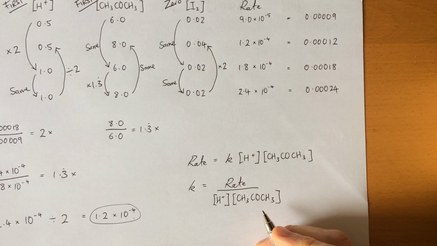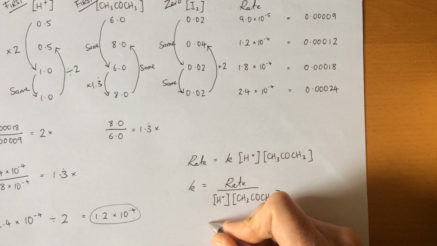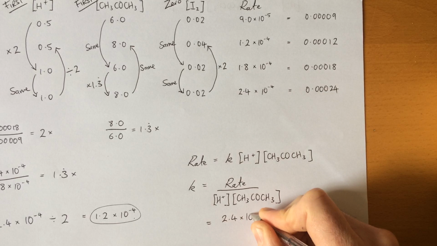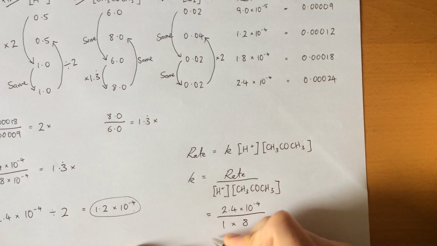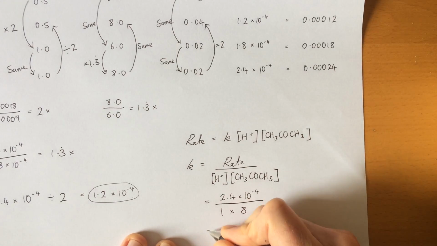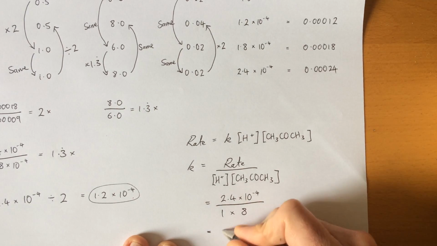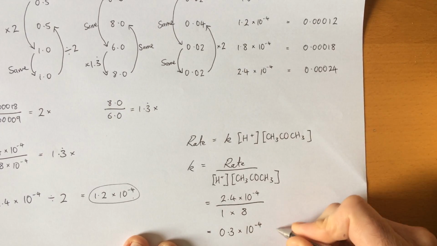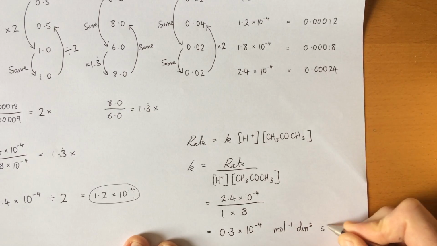I'll choose the bottom experiment again, so k is equal to the rate, which is 2.4 times 10 to the minus 4, divided by the concentration of hydrogen ions, 1, multiplied by the concentration of propanone, 8, and work that out, and that gives a value of 0.3 times 10 to the minus 4, and the units are moles decimeter cubed per second.